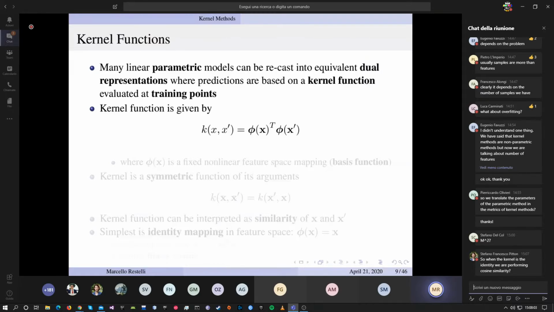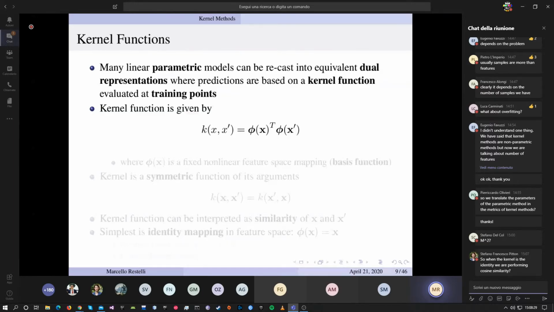So when the kernel is the identity, we are performing cosine similarity. Nearly, because as you know, when you do cosine similarity, you have also to divide by the length of the vectors to have the cosine. While here, as you can see, it is only the scalar product. So inside there is also the length of the vectors. So it's not exactly the same, but it's strongly correlated to the cosine similarity.